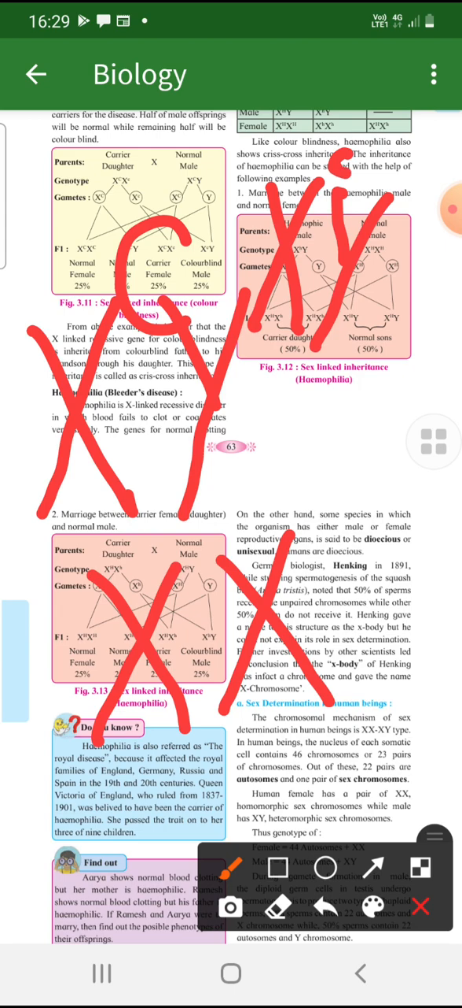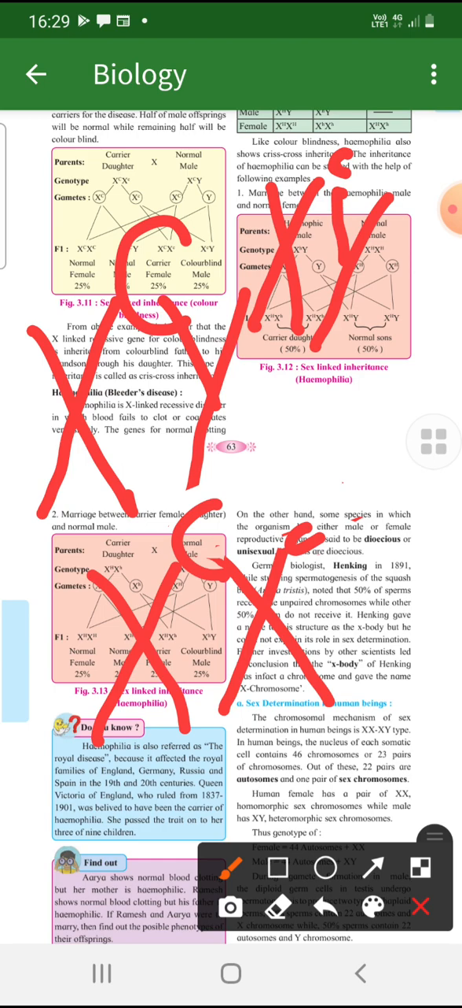Whereas if we talk about a female, a colorblind female must be having small c, right? Whereas if I am saying a normal female, it should be capital C, capital C. And if I'm saying a carrier, then what will be seen? One is capital C and another is small c.